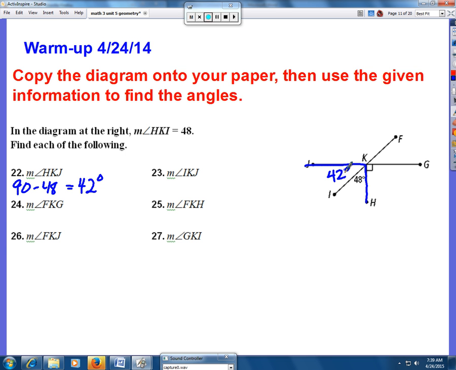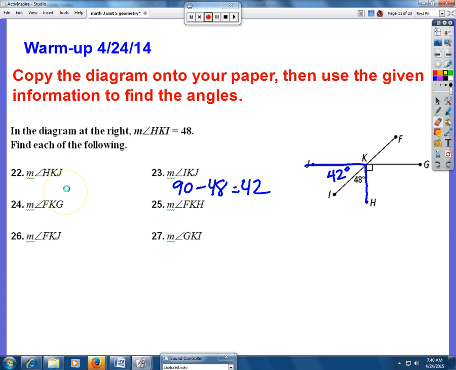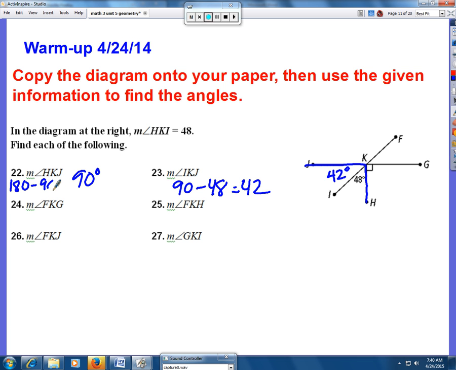Next I have IKJ. What did I do? Oh, I'm sorry. I just did IKJ. 90 minus 48 equals 42. This one we know is 90 because the angle next to it, the adjacent angle, is 90. Sorry. That would be 180 minus 90. So that would be 90 degrees.